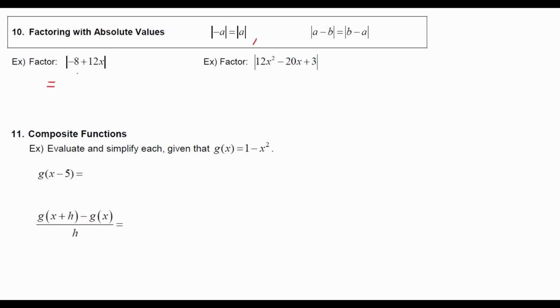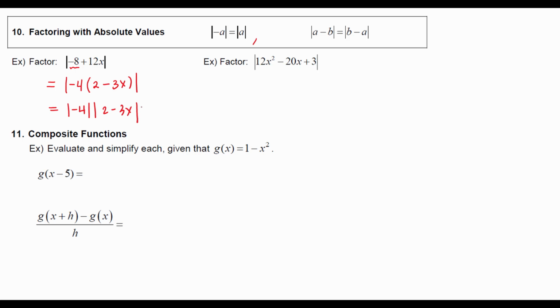So this is equal to the absolute value of, what is the common factor of negative 8 and positive 12x? I told you if your first term starts with a negative, factor out the negative GCF. So that will be negative 4 times positive 2 minus 3x. However, note that this is equal to the absolute value of negative 4 times the absolute value of 2 minus 3x.